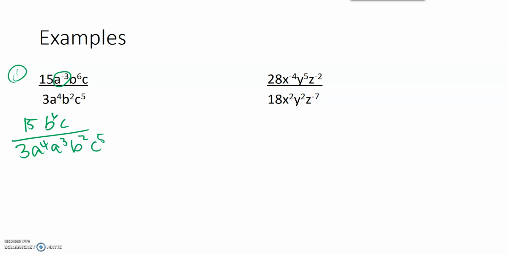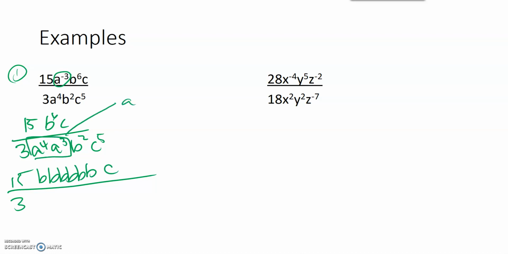Again, I'm going to use the expanding method where I cancel and look for 1. So I'm going to leave my coefficients where they are. I have 6 b's up top and 1 c. Now on the bottom, I need to multiply these together. That's really a to the 7th. So I have 7 a's down there, 2 b's, 5 c's. We're looking for things that cancel.